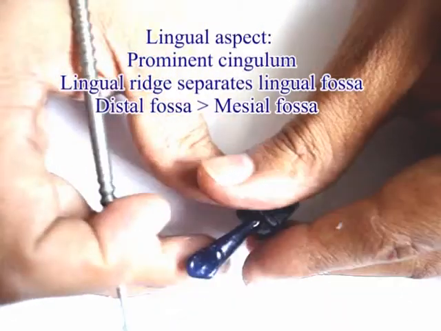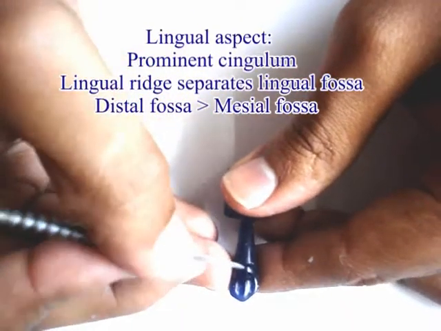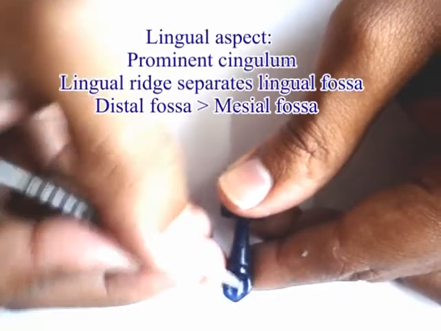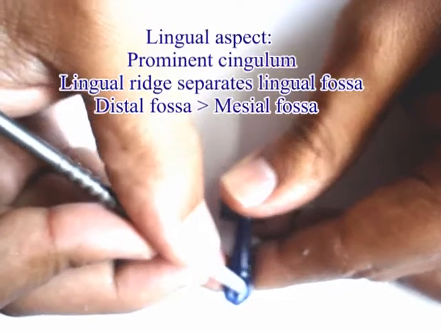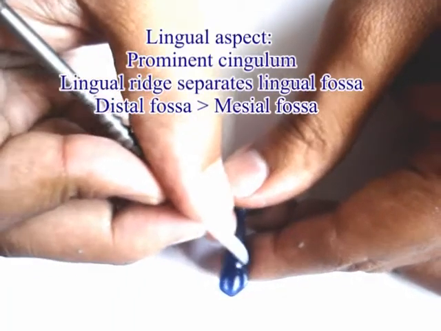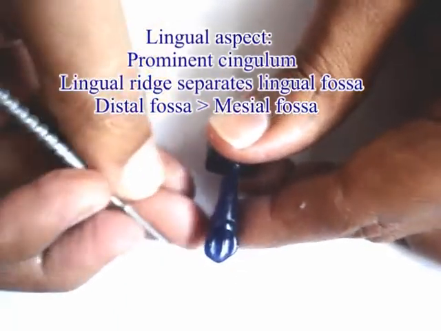The variation on the lingual side is a prominent lingual ridge in the center, dividing the lingual fossa into two, the distal and the mesial one, the distal being a little larger than the mesial, with a prominent cingulum on the cervical portion.